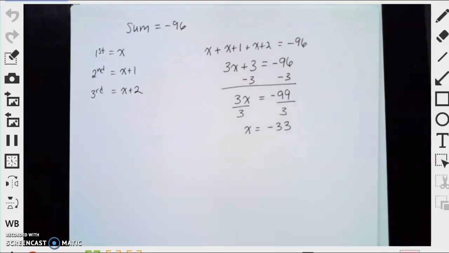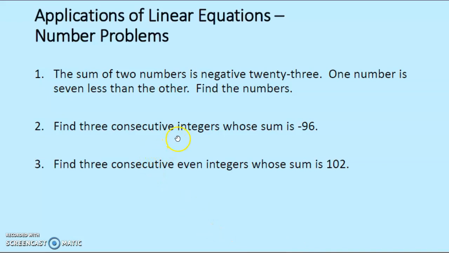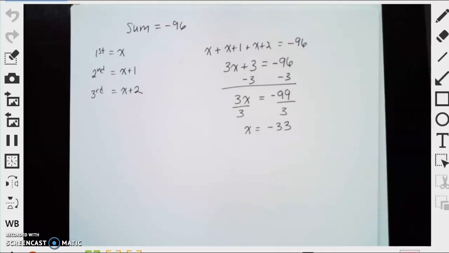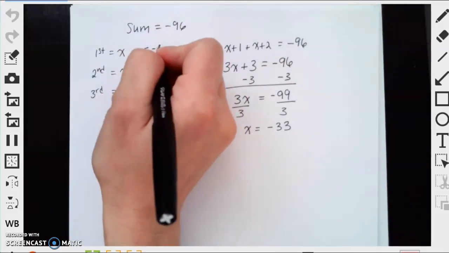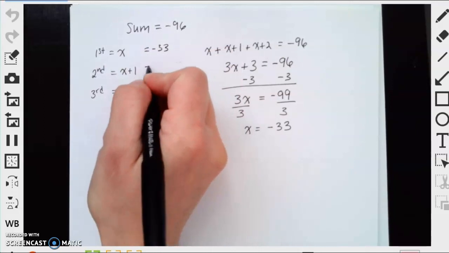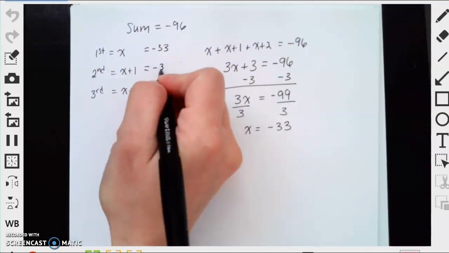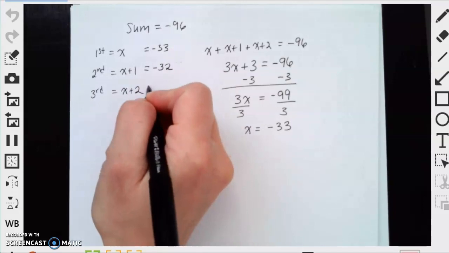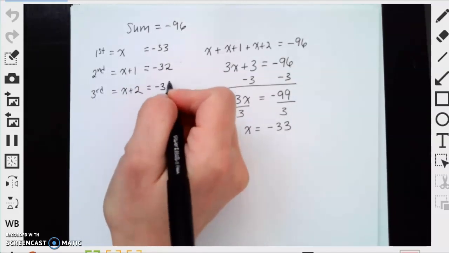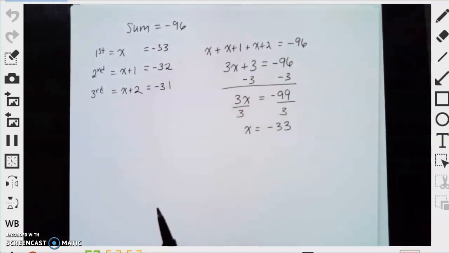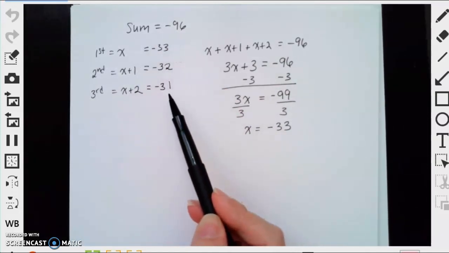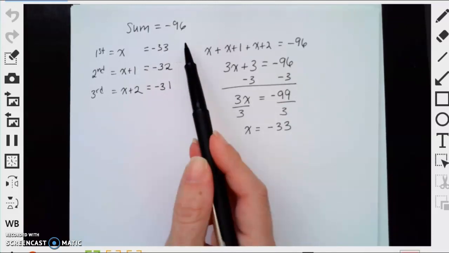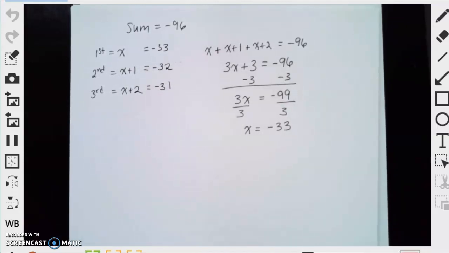All right, so let's see, what was the question asking? All right, find 3 integers. So I want to find all 3 of them. I found the first one. Okay, the first one is negative 33. The second one is 1 higher, so that's negative 32. The third one is 2 higher, that's negative 31. If I wanted to check this, I could just take these 3 numbers, negative 33, negative 32, negative 31, add them together, and I should have negative 96. And that does work, so you can check that.